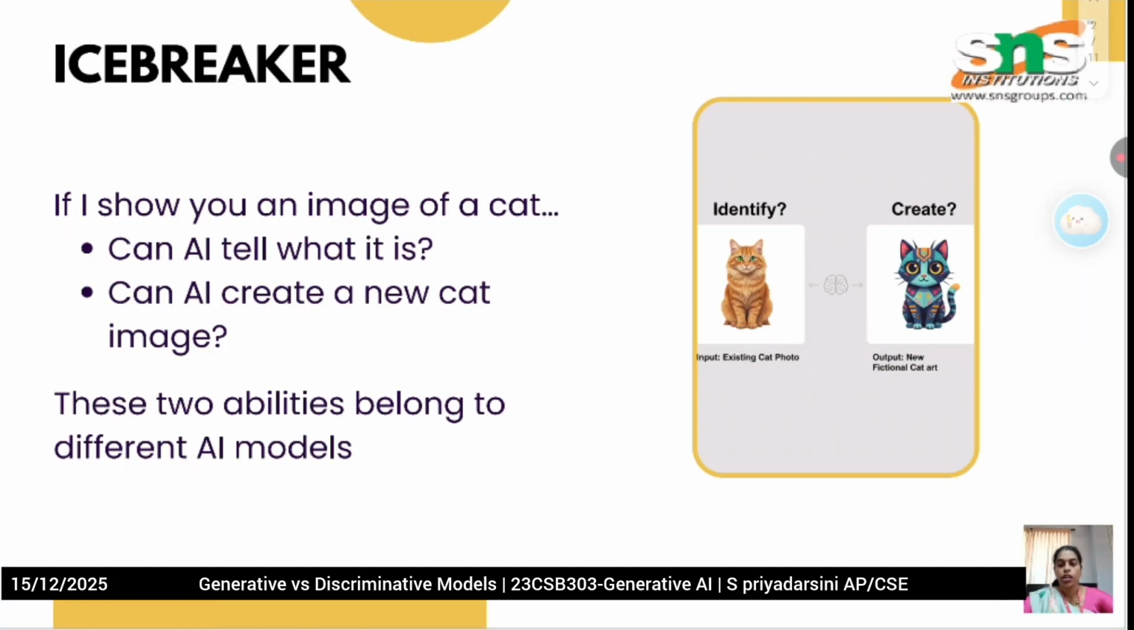Here we will see a simple question. If I show an image of a cat, can AI tell what it is? Can AI create a new image of a cat on its own? Image creation and identification, these two abilities may look similar, but they belong to two different types of AI model. The ability to identify or classify belongs to the discriminative model, while the ability to create belongs to the generative model. This distinction is the focus of today's lecture.